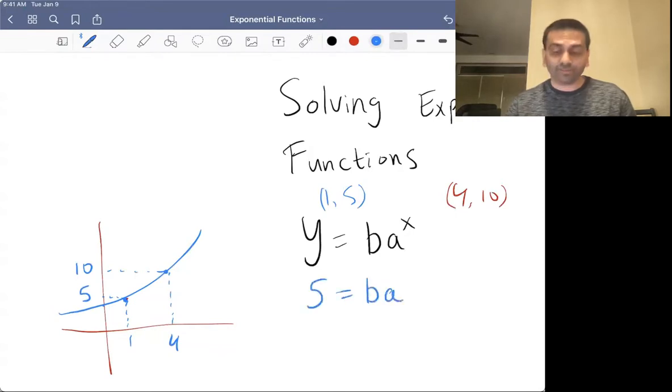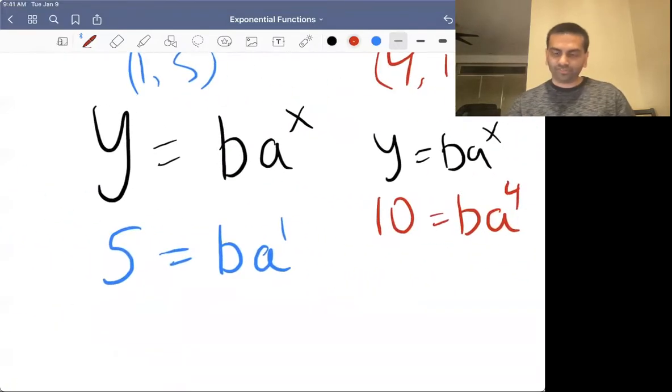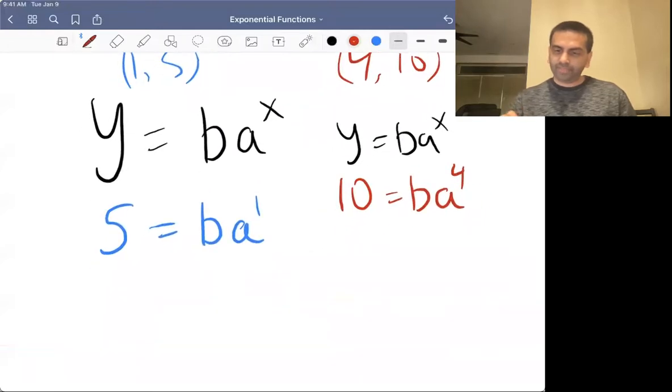Those are the things we've got to solve for. And then x is 1. So that's b a to the 1. And in the second equation, the y is 10. So again, using y equals b a to the x, if we plug in, the y is 10, and then b a to the power of x, which is 4. Now, the procedure I always use to solve is in the first point, solve for b.